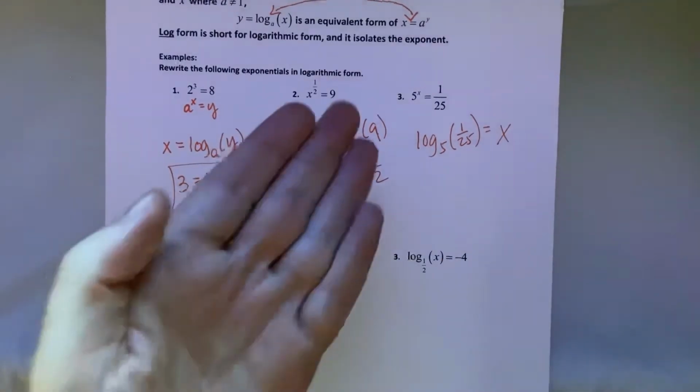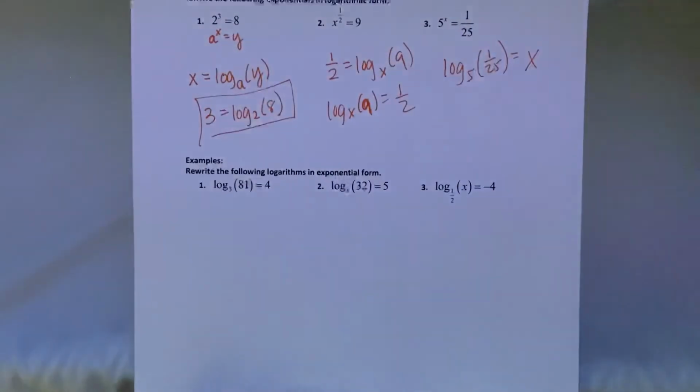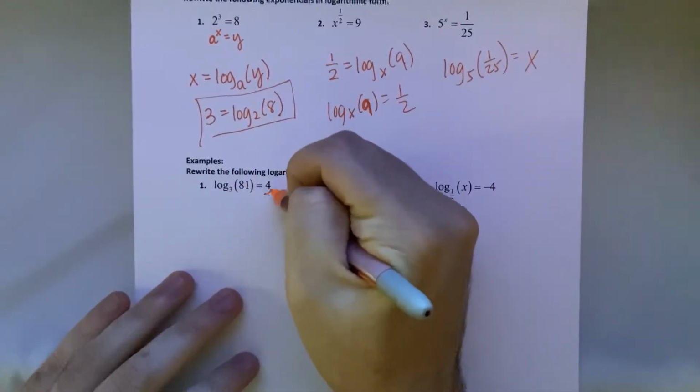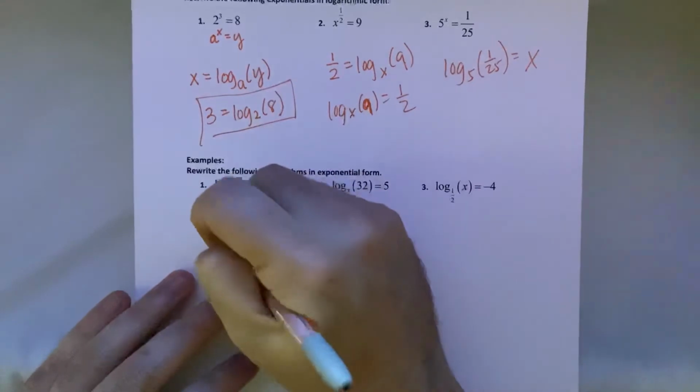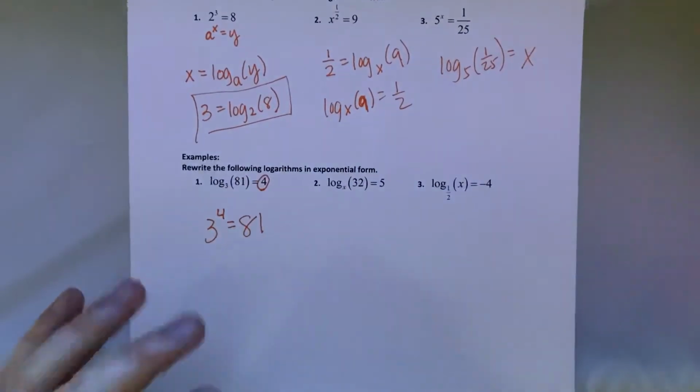So as you can see with number 3, this can sometimes help us get a variable by itself on one side. So we really just need to know how to evaluate logs, and we'll work on that in a second. But if we can go from exponential to log form, we should be able to go from log to exponential form. Log base 3 of 81 equals 4. Remember, the thing that's by itself becomes the exponent. 3 to the 4th equals 81.